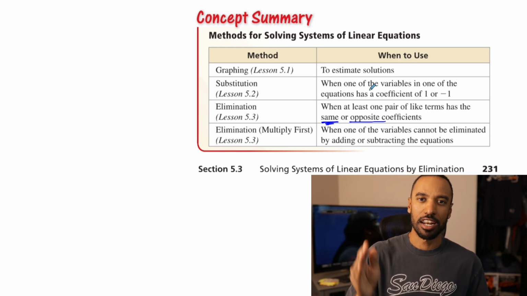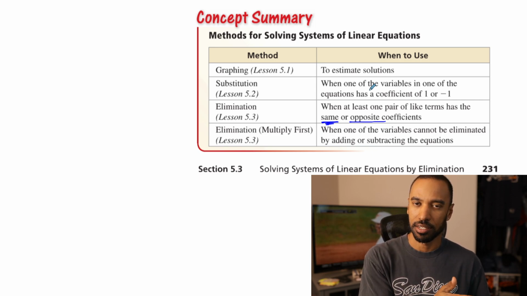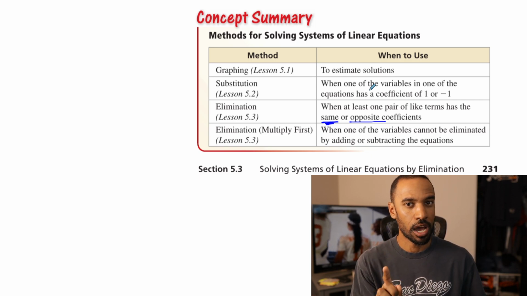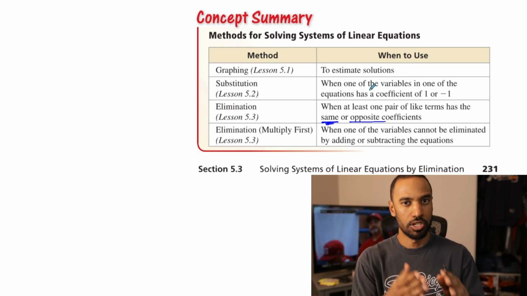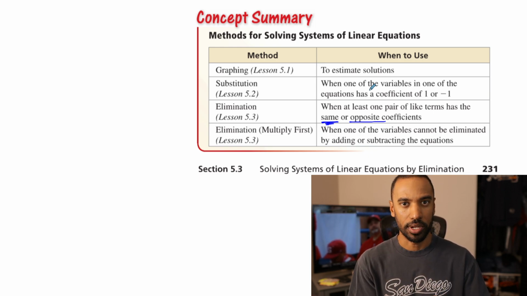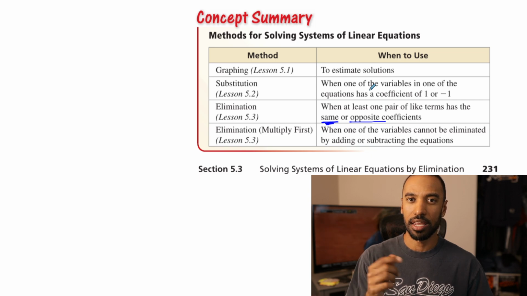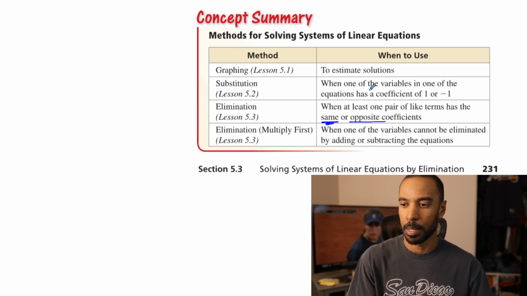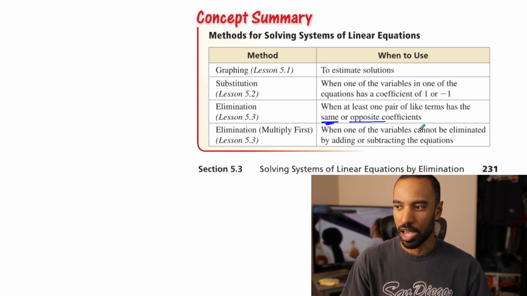I'm going to say, if I added right now, would a variable eliminate? Not subtracted, but if I added right now, would a variable eliminate? If the answer is yes, do it. If the answer is no, what do we change? Which variable would you like to eliminate? What are you going to multiply or divide by? Things like that. And they talk about multiplying first.